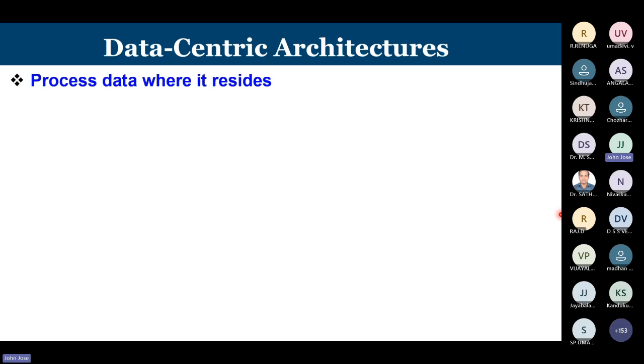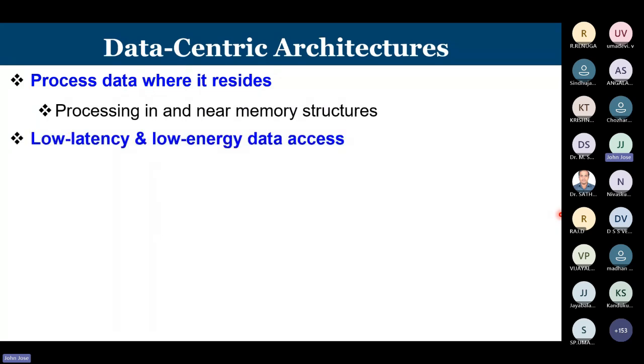Since a lot of data is involved, it's good to process data where it resides, so processing can be in and near memory structures, like what we learned. Now, since there is a lot of data, memory technology is equally important. You may be thinking, okay, I don't know my AI much. All my friends are talking about AI, but my research domain is not AI. How do I go in this modern world?